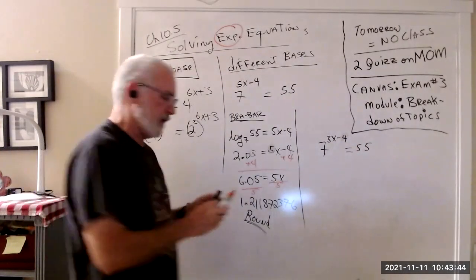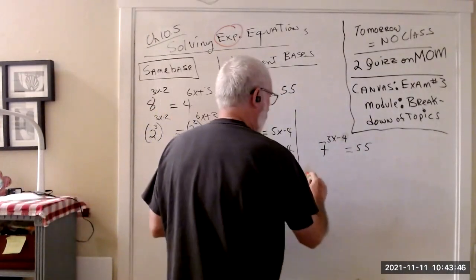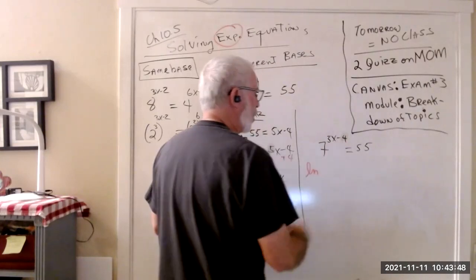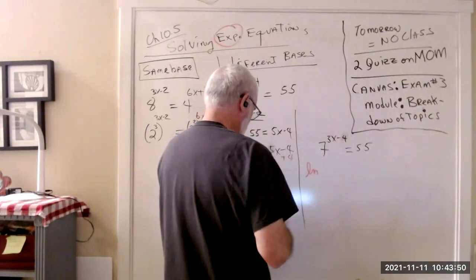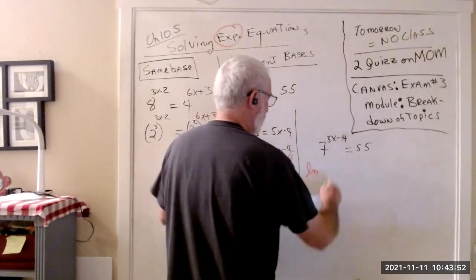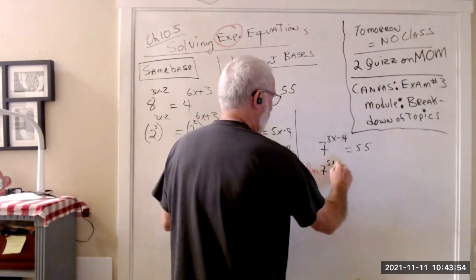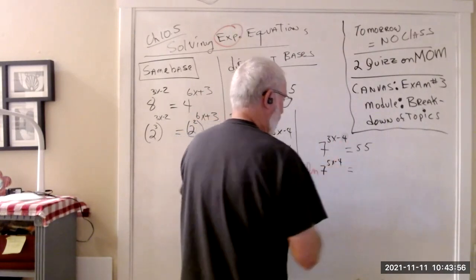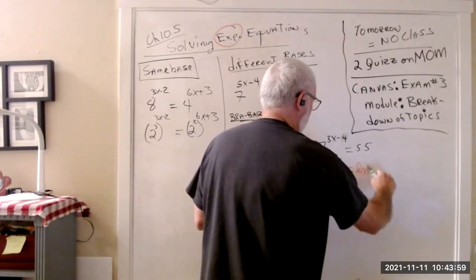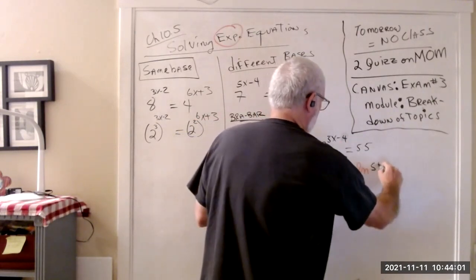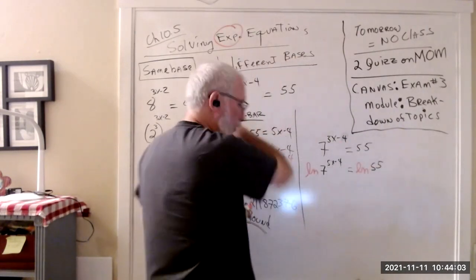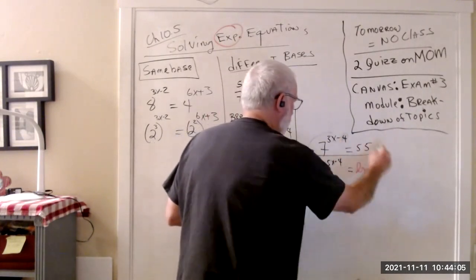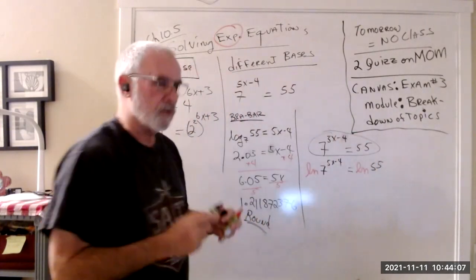And that is to take the ln or the log, it doesn't matter, but I like to always take the ln of both sides. So we take the ln of 7 to the 5x minus 4 equals the ln of 55. Same problem, just take the ln of both sides.